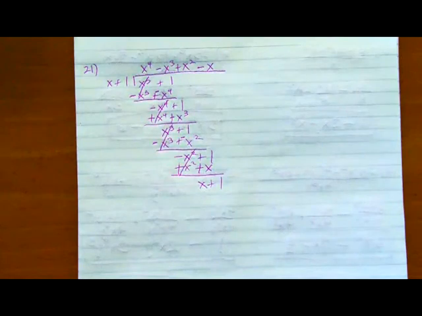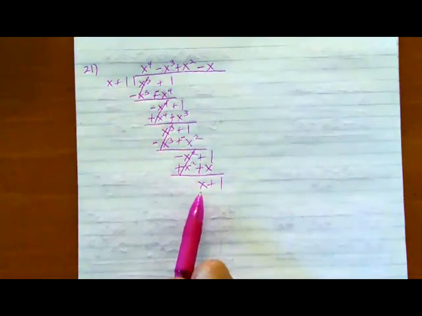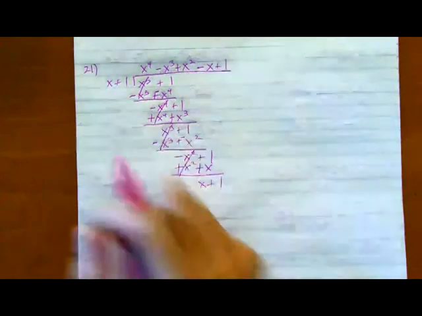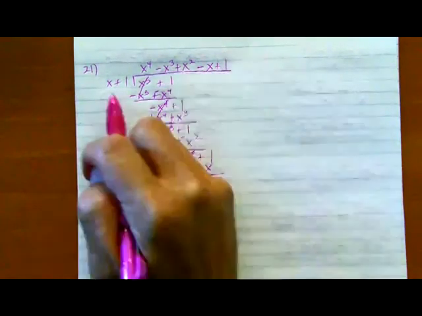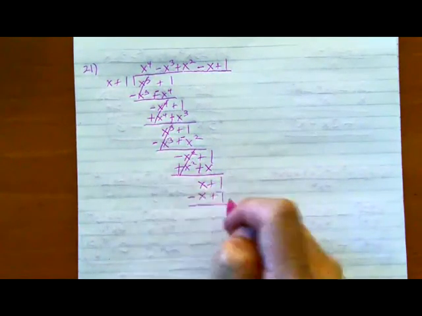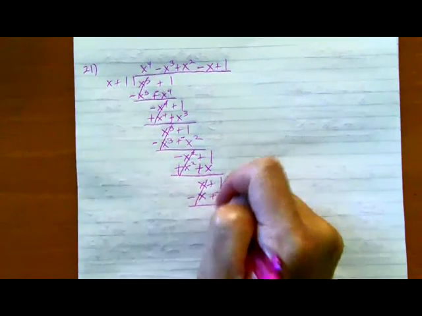We're almost there. Something times x is x, a positive 1. So 1 times x is x. 1 times 1 is 1. Signs change. That cancels, and that's it. This is your answer.